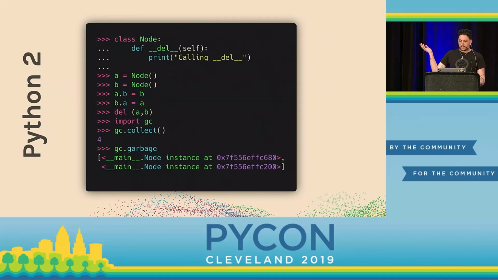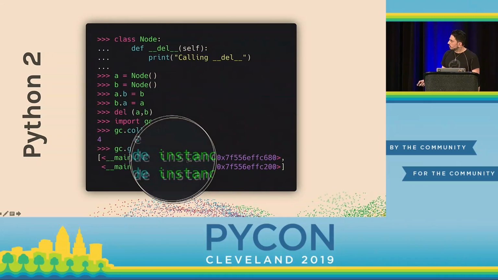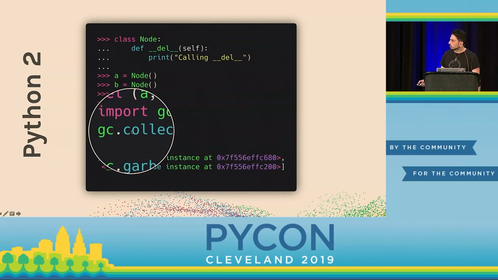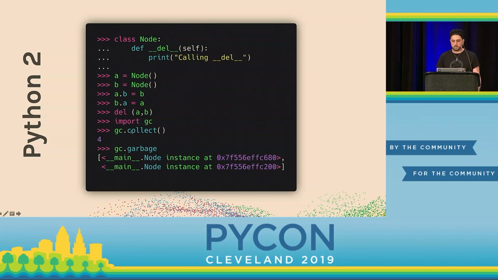So we have this class Node. We implement this del method. We print something to know that it was called. It's the best debugging strategy. And then we create two of these nodes. We create a cycle, pointing A to B and B to A. And then we destroy both names and force a collection. In this case, we are forcing a collection by calling gc.collect, which is a function available in the gc module.